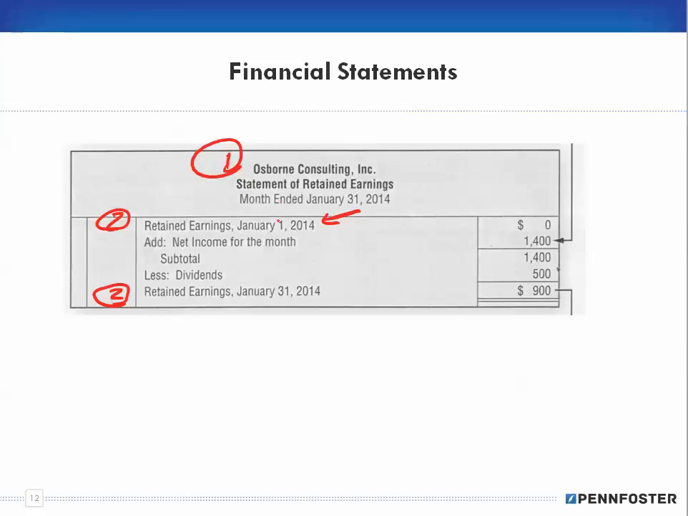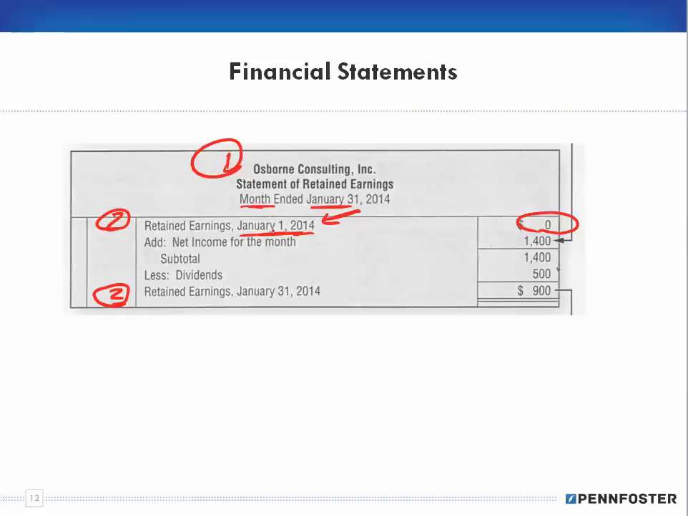But I think in this case, since this business apparently was started on January 1st, that's why it has a zero balance for a beginning date. He used the date January 1st, 2014. Notice that this is for the month ended January 31st.